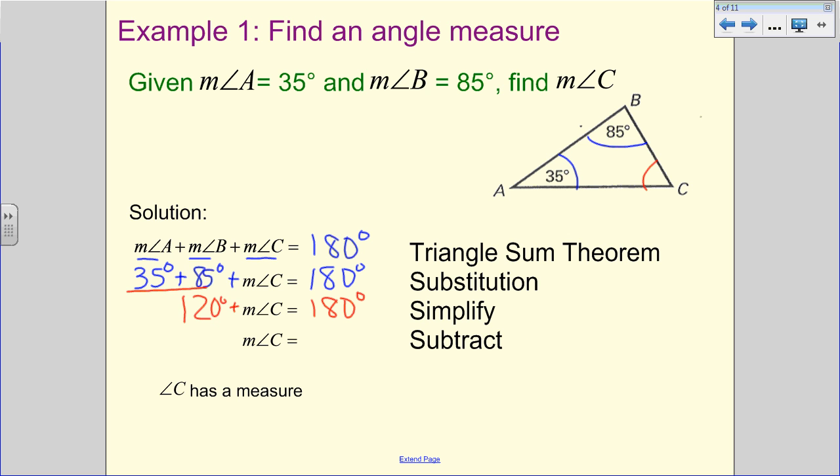Then we're going to subtract 120 from each side to get that the measure of angle C is 60 degrees. So angle C has a measure of 60 degrees. From what we studied in lesson 4.1, we would know that this is an acute triangle because all three angles measure less than 90 degrees.